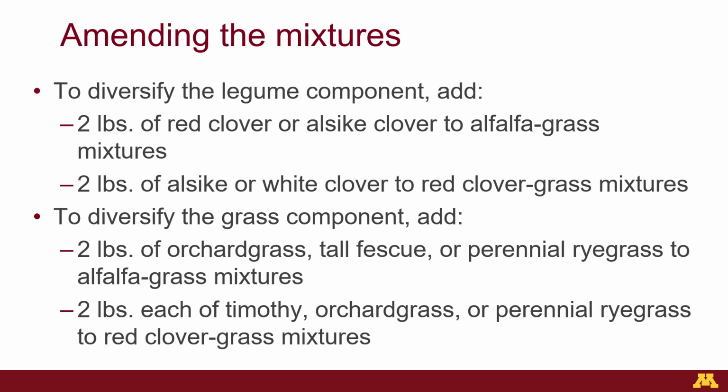Of course, mixtures can be diversified by adding a small amount of other grasses or legumes. Shown here are several examples. The first option to diversify the legume component of a mixture is to add 2 pounds of red clover or alsike clover to alfalfa grass mixtures. Another option is to add 2 pounds of alsike or white clover to red clover grass mixtures. To diversify the grass component, add 2 pounds of orchard grass, tall fescue, or perennial ryegrass to alfalfa grass mixtures. Another option is to add 2 pounds each of timothy, orchard grass, or perennial ryegrass to red clover grass mixtures.